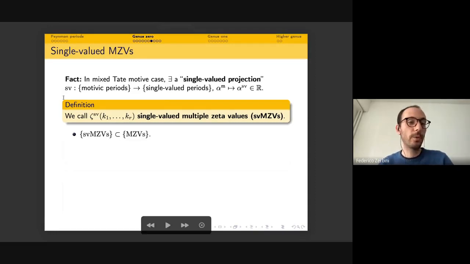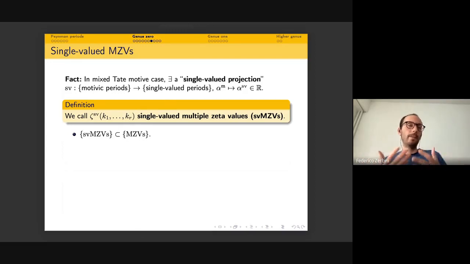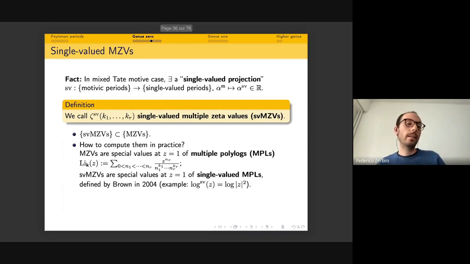It's not very hard to prove that, in fact, the ring of real numbers that you obtain is contained in the multiple zeta values. So single-valued multiple zeta values form a subset of multiple zeta values, and in fact, a very small subset. But how to compute them in practice, because this definition is very abstract? Well, the very first definition of single-valued multiple zeta values, I think, was the following.